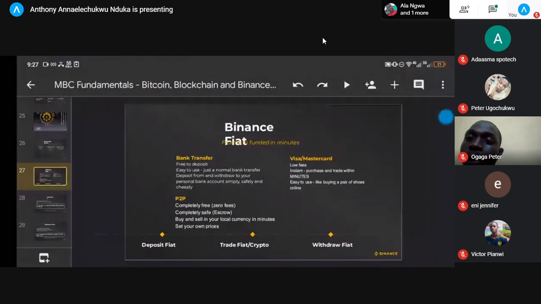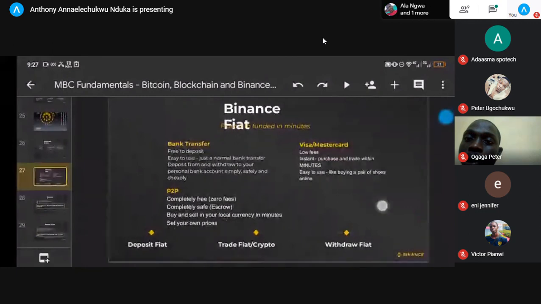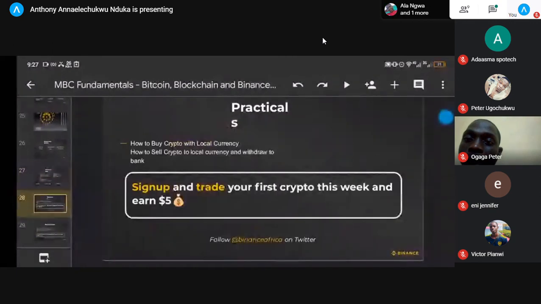Now, Binance Fiat. This is about you trying to fund your Binance account. If you're trying to fund your Binance account using your naira, you can easily do that either by bank transfer, using Visa or MasterCard, and also the P2P. I'm also going to show us how we can do this. Now, I'm going to show you how you can buy crypto using your local currency, and how you can sell your local currency and withdraw to your bank account.